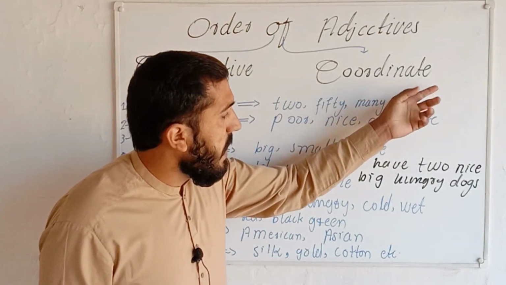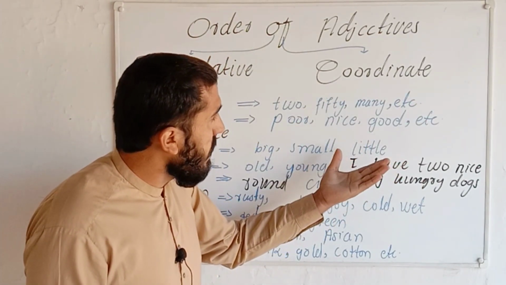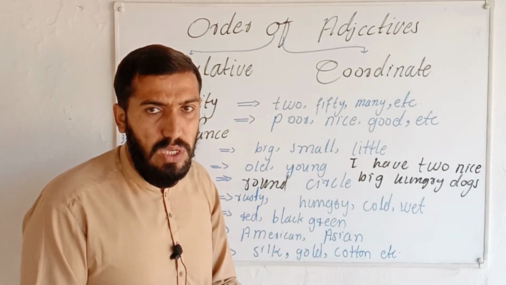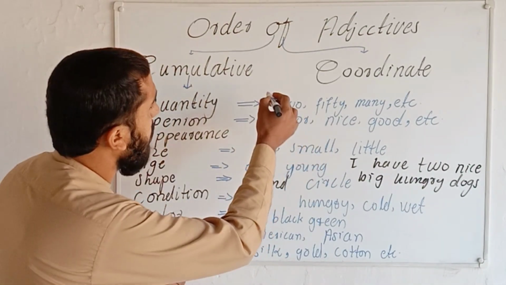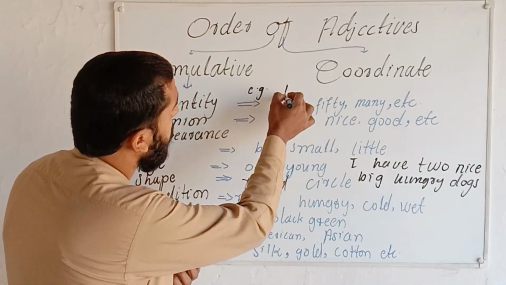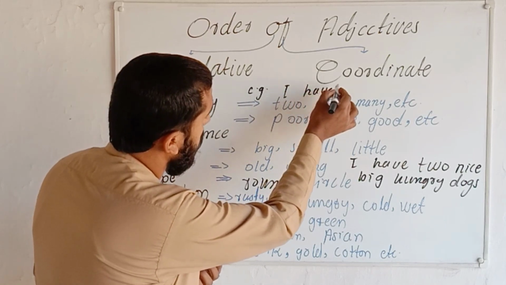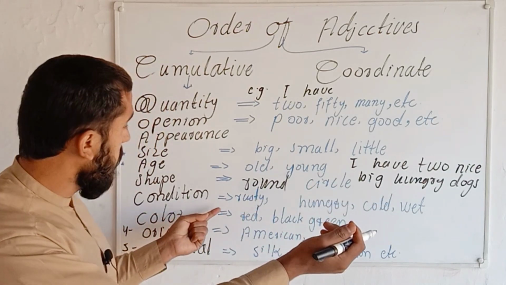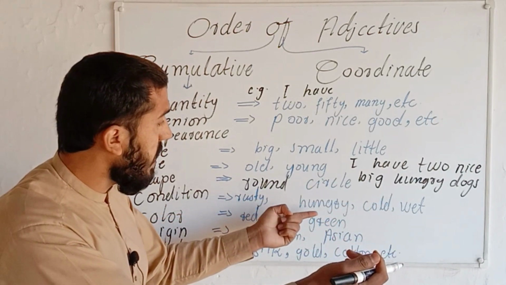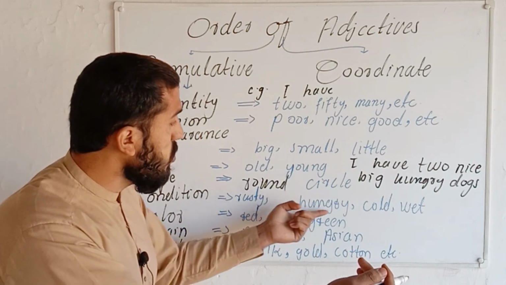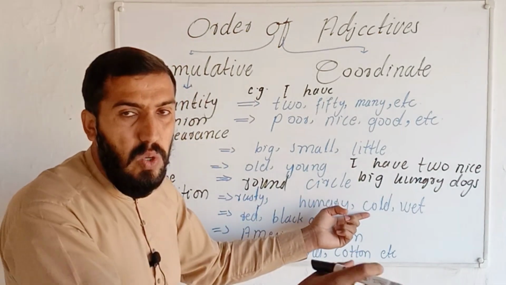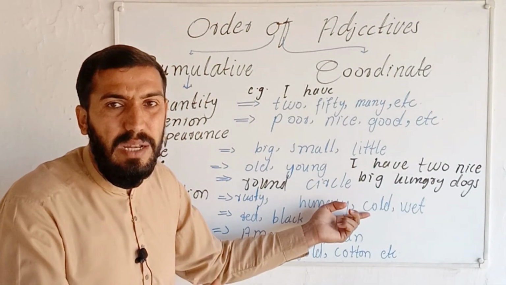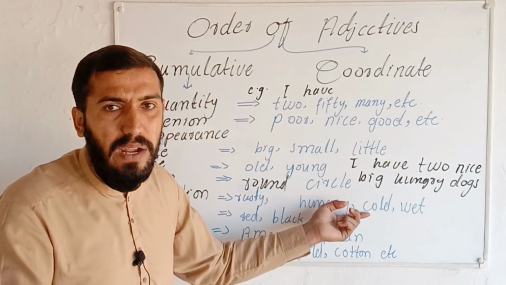Coordinate adjectives, you can choose your own order depending on the kind of adjectives, as I mentioned before. For example, suppose I would like to talk about condition. If I use these adjectives together, then it doesn't matter which one you want to use first, second, and third. Order is not important here.